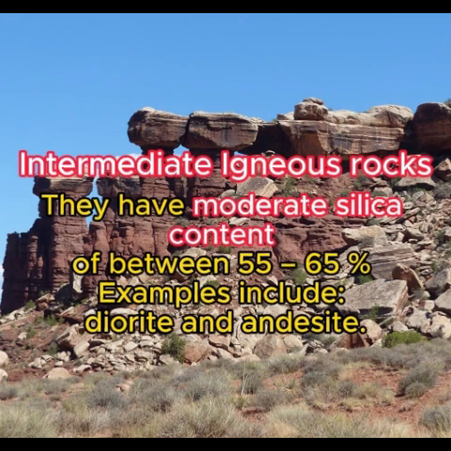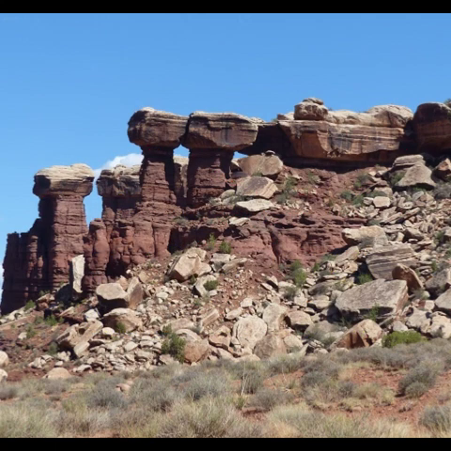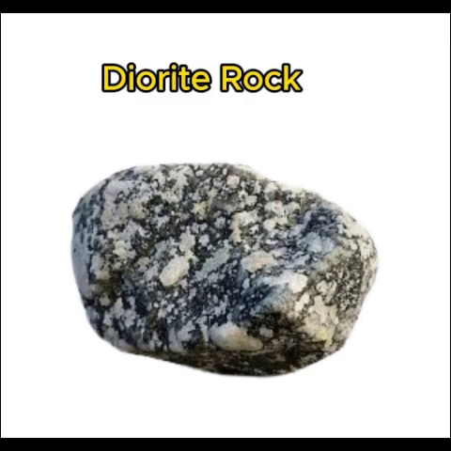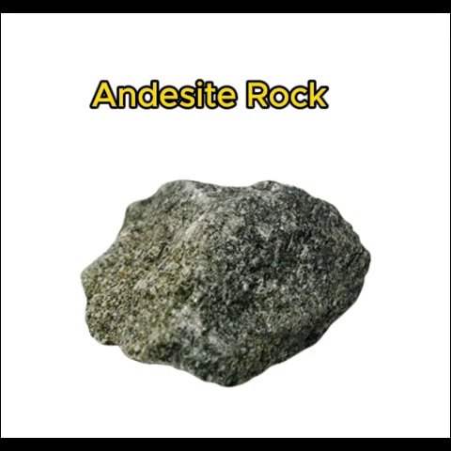Intermediate rocks are igneous rocks with moderate silica content of between 55 to 65%, that is, they are between acidic and basic igneous rocks. Examples include diorite and andesite. This is diorite rock, an example of intermediate igneous rock. This is andesite rock, an example of intermediate igneous rock also.